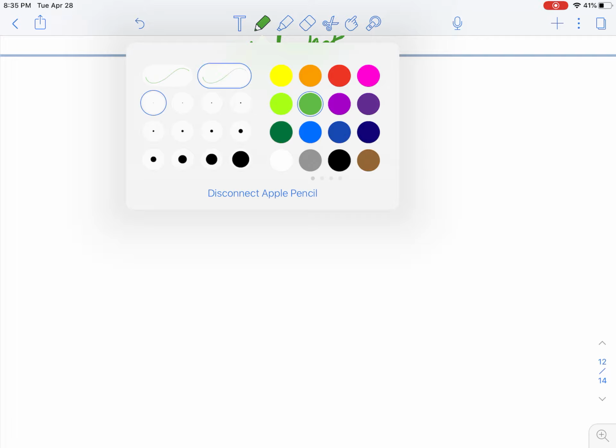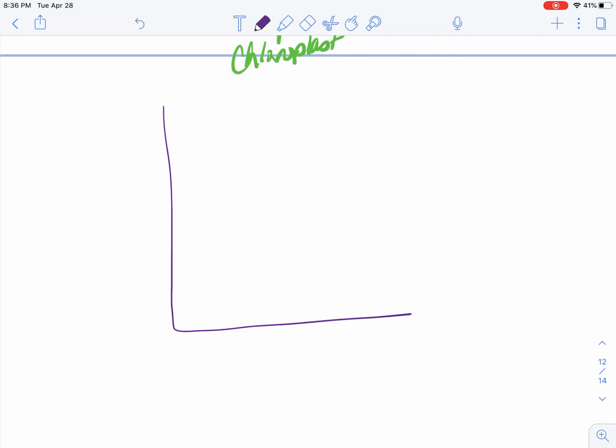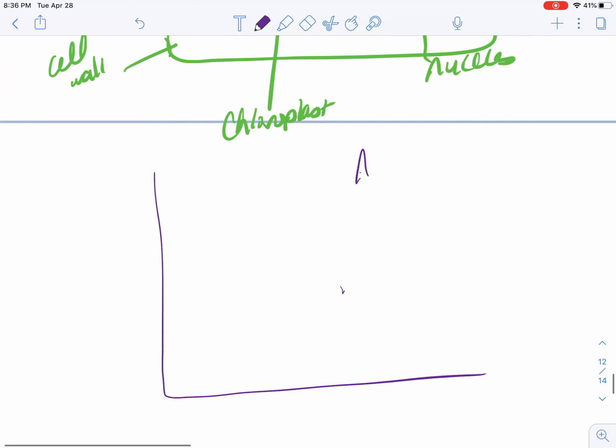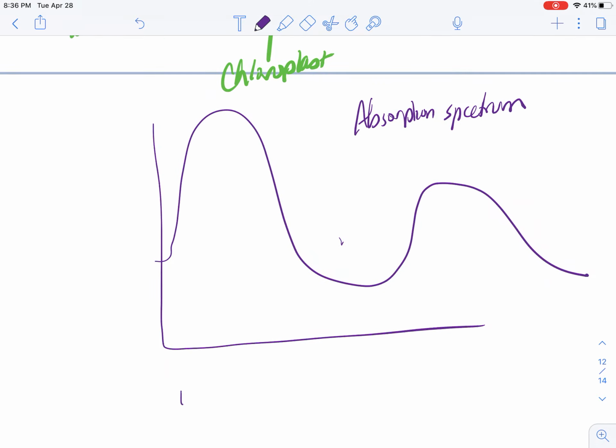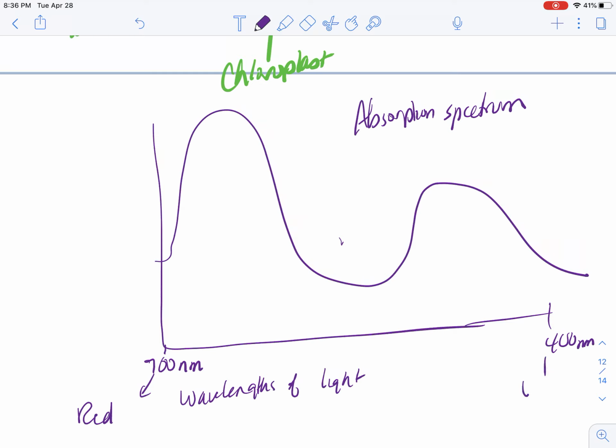Sometimes you're going to see what we call an absorption spectrum. So let me just draw this. This is going to be called an absorption spectrum. Basically, if you see a line like this, and then it goes down like this, and then it kind of goes back like this, and this is wavelengths of light. The wavelengths of light are measured in nanometers. So let's say this is 700 nanometers, and this is 400 nanometers. Well, 700 nanometers would refer to red, 400 nanometers would refer to violet, okay?